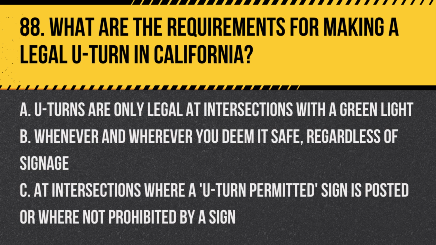Question 88. What are the requirements for making a legal U-turn in California? A. U-turns are only legal at intersections with a green light. B. Whenever and wherever you deem it safe, regardless of signage. C. At intersections where a U-turn permitted sign is posted or where not prohibited by a sign.